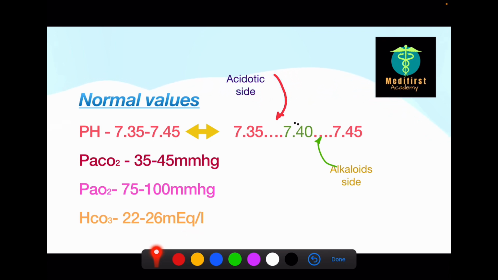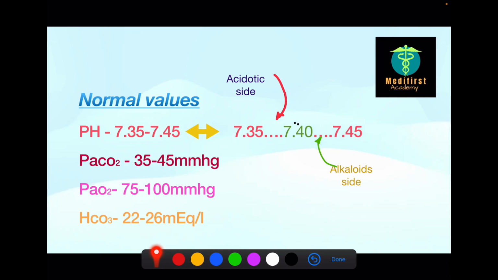Even though a pH of 7.35 to 7.45 is considered normal, the ideal body pH is 7.4. It means our body always likes to keep the pH near 7.4. That's why we call the ideal pH in the body 7.4.